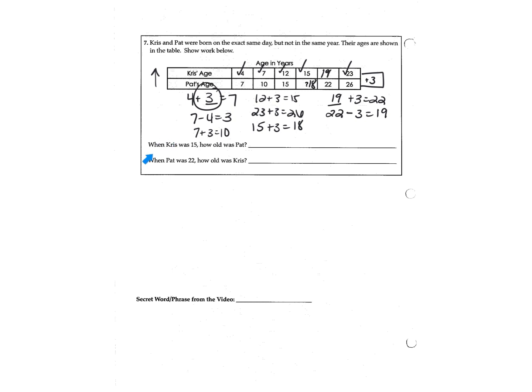We need to answer these questions down below. When Chris was 15, how old was Pat? We'll look at our table. When Chris was 15, Pat was 18. Next problem, when Pat was 22, how old was Chris? Chris was, look at the table. When Pat was 22, Chris was 19. There we go.